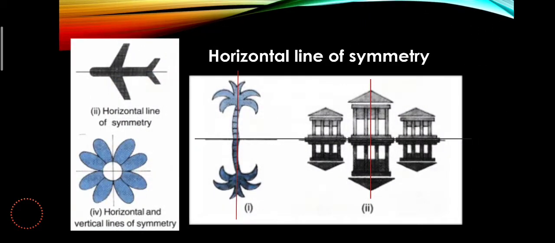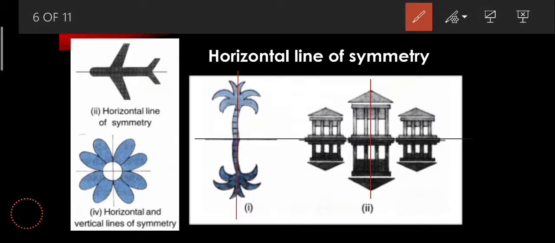Now for horizontal lines of symmetry, we can say water reflections. The water reflections could be taken as the horizontal line of symmetry. Now look here. This plane has a horizontal line of symmetry, right? Meaning the upper half is the same as the lower half. We are going to talk about this later.